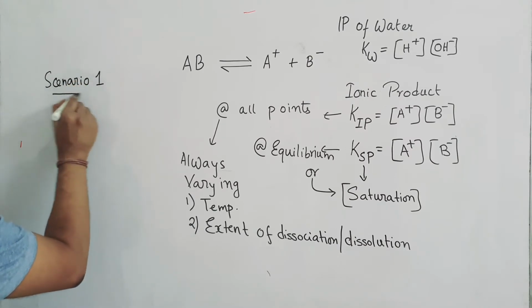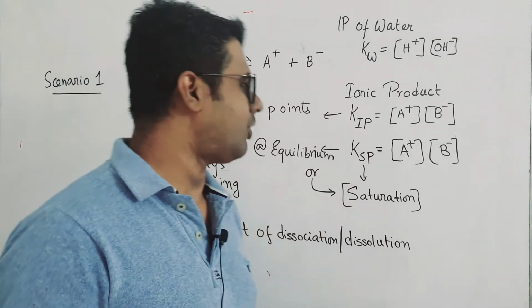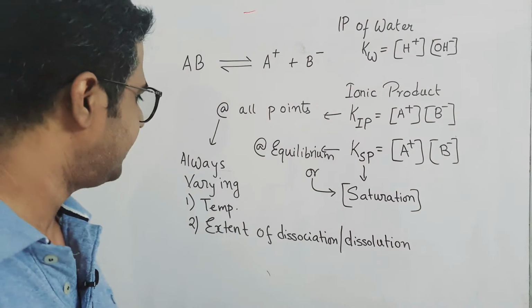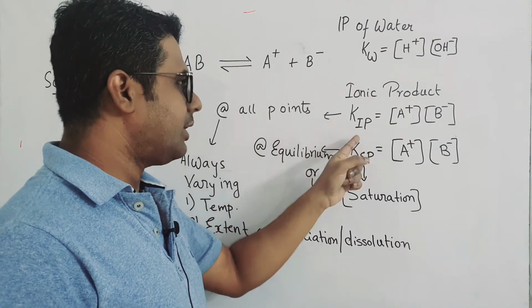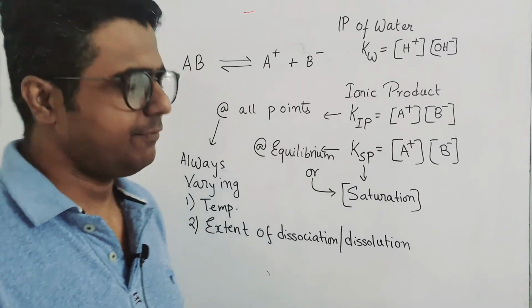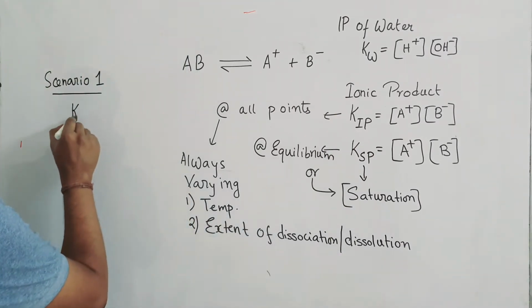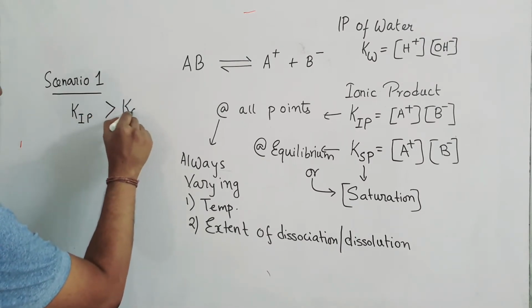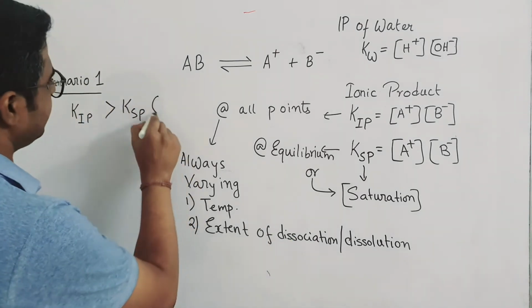Scenario 1. What is scenario 1? Suppose we have taken a salt, and we are keeping the temperature constant. At the same temperature, we have calculated KIP for a salt solution, and we have found that KIP is more than the KSP value. KSP value is listed where? In the table.